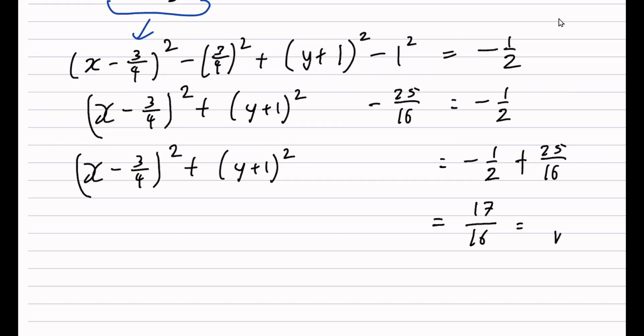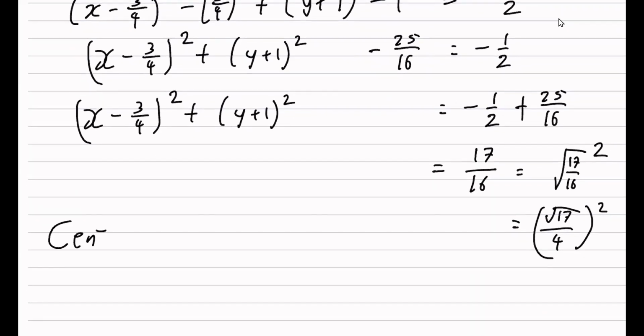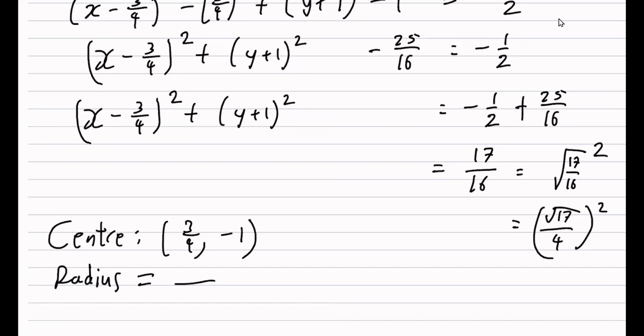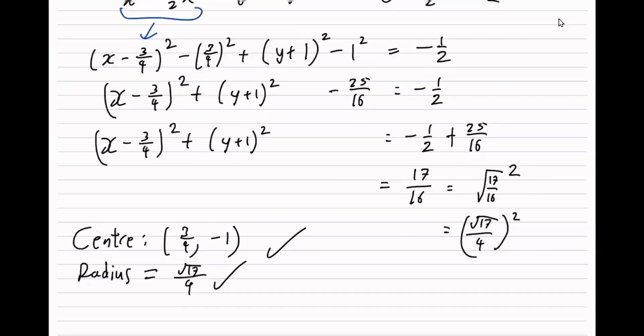But that is just square root 17/16, then square, which is the same as square root 17/4 bracket square. Is that right? Okay, good. So now tell me what's the center and tell me what's the radius. Center 3/4, comma, -1. Radius? Radius square root 17/4. Yeah, exactly.